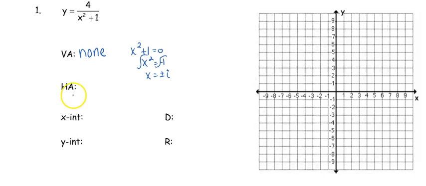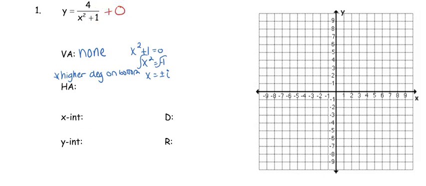For the horizontal asymptote, this is where we look at our 3 different situations. And according to this equation, we have a constant on top and a quadratic on the bottom. So the higher degree is on the bottom. And when the higher degree is on the bottom, we are looking for the number being added outside.